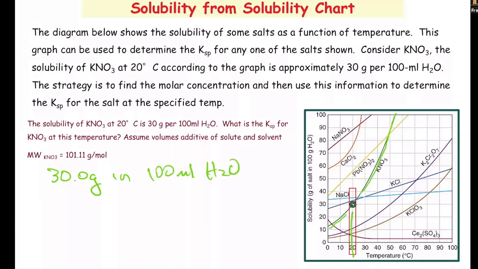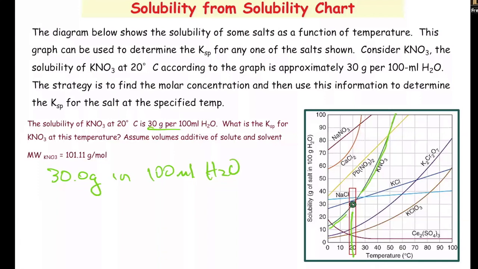What is the KSP of potassium nitrate at this temperature? Assume the volumes are additive. In other words, if I have 30 grams of solid and I put it in 100 milliliters of water, then the 30 plus the 100 is 130. Generally, that's not always true.